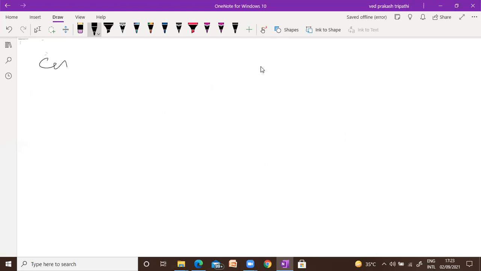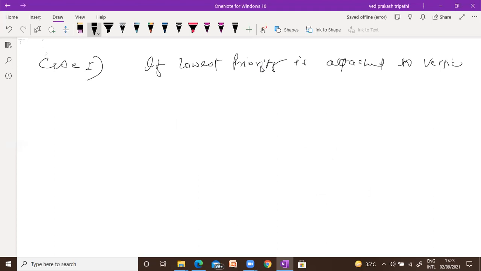Fisher projection case first. If the lowest priority is attached to the vertical axis, then move 1 to 2, 2 to 3. If it is clock, then R. If it is anti-clock, then S.